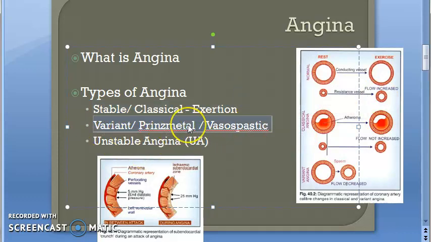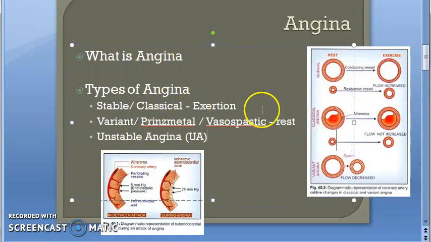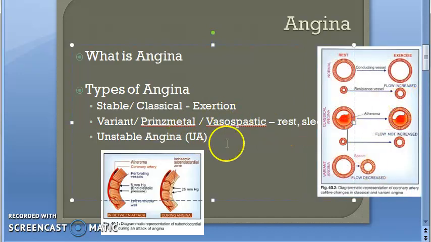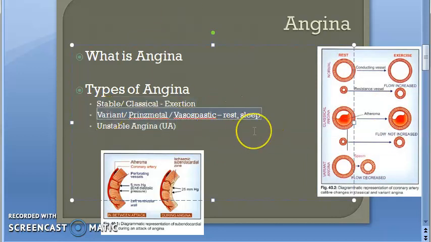Coming to variant or Prinzmetal or vasospastic angina. Here the angina occurs even at rest, and it is due to spasm of coronary arteries. That's why it is called vasospastic. Even at rest this can happen, even in sleep it can happen. Basically these are unpredictable. They are due to recurrent coronary vasospasm. They are because of vasospasm, that's why it's called vasospastic.